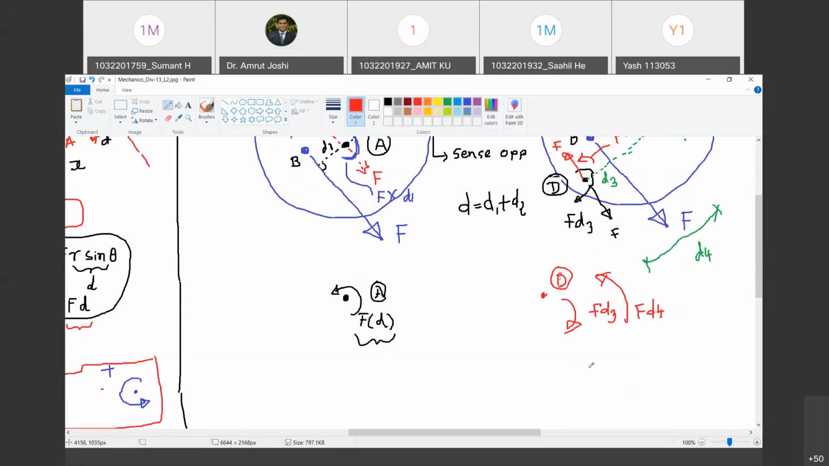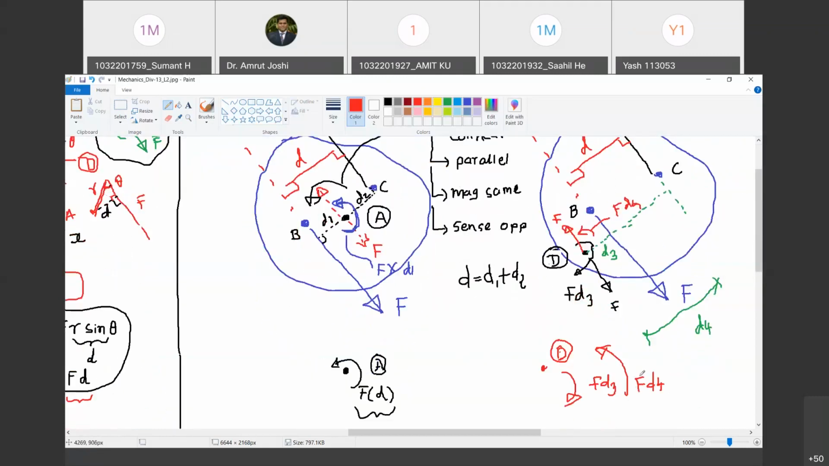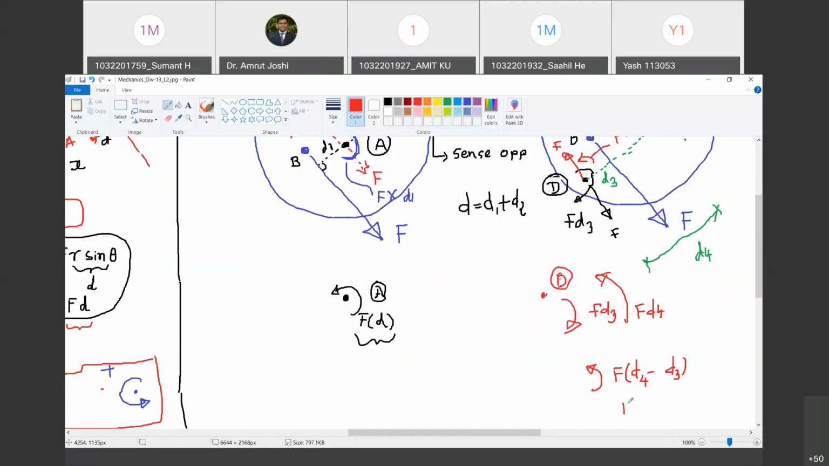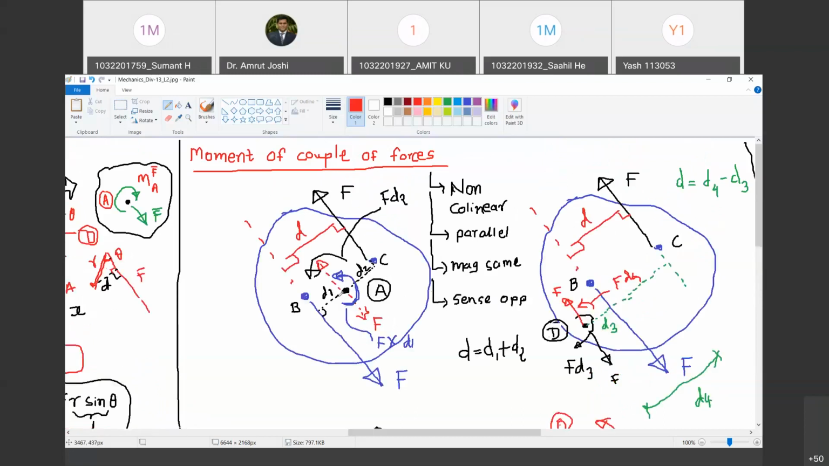Happy? So the net moment is going to be like this, anti-clockwise, and it is going to be F into D4 minus D3. But what is D4 minus D3? D4 minus D3 is nothing but D. And I come with the interesting conclusion that even at point D, which is different than point A, I have same effect produced by these two forces. Do you agree with me?